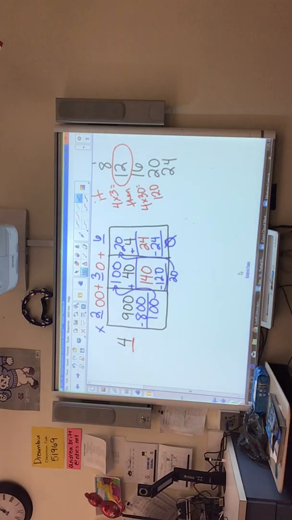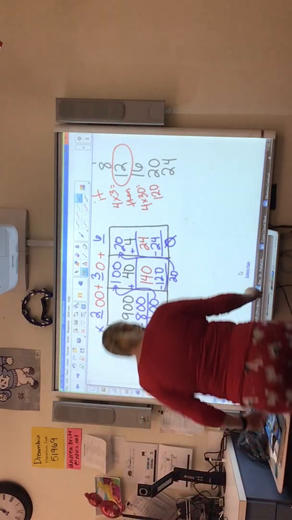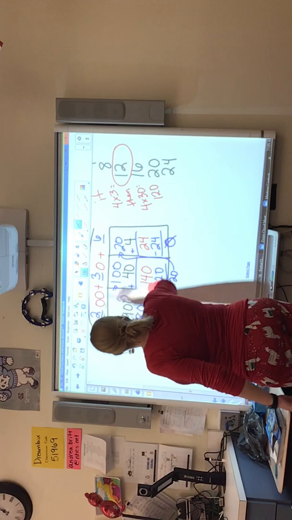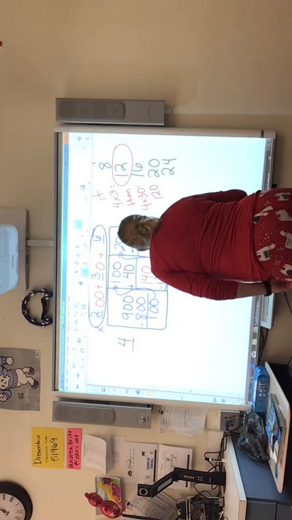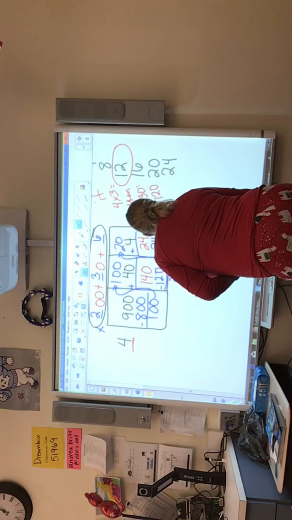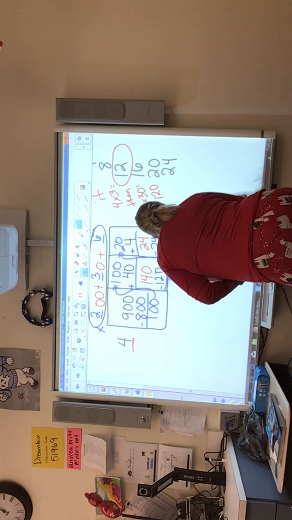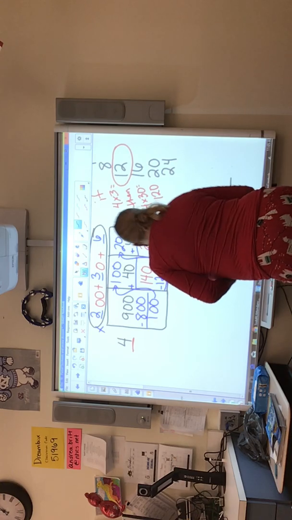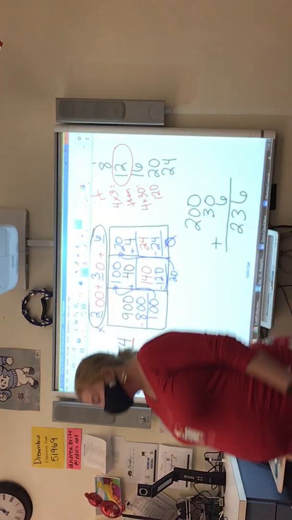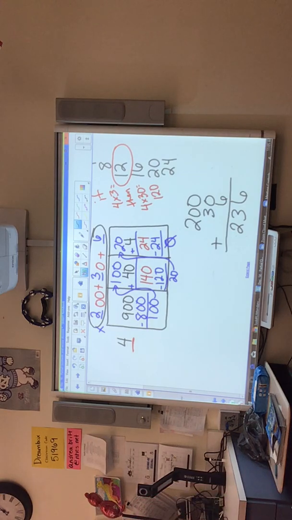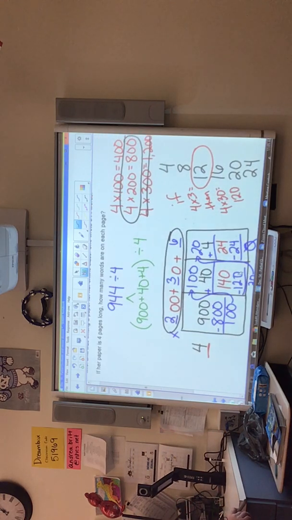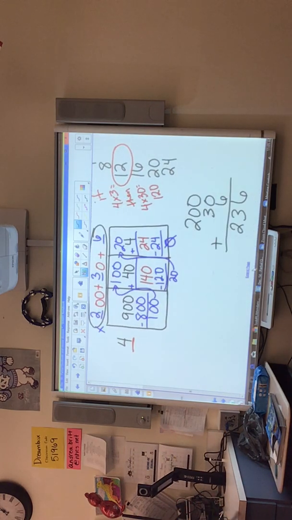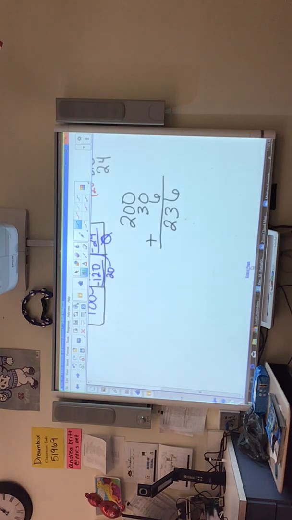I'm going to extend my page. I take those numbers from the top and I stack them and add them. 200 plus 30 plus 6. That gives 236. I'm going to check my work using what? Area model. Multiplication. What am I going to multiply 236 by? 4. Good job. 236 times 4. Let's do it.